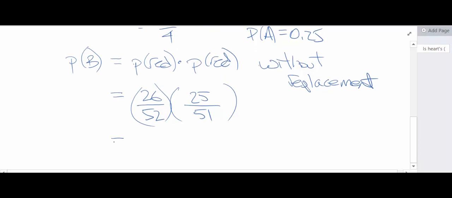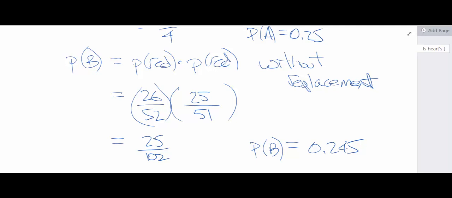Now this one I am going to need to use a calculator for. Well, this works out to be 25 over 102 when you use your calculator to multiply the two fractions together and then reduce them to lowest terms. You know, of course, you could have just done it by hand, but calculator is easier. And converting 25 over 102 to a decimal is 0.245. So there's a 24.5% chance that you are going to draw one red card sequentially after another red card from a well-shuffled deck without replacing the first card.